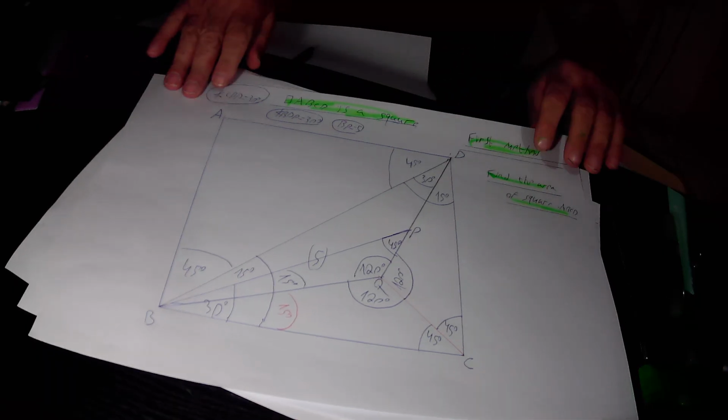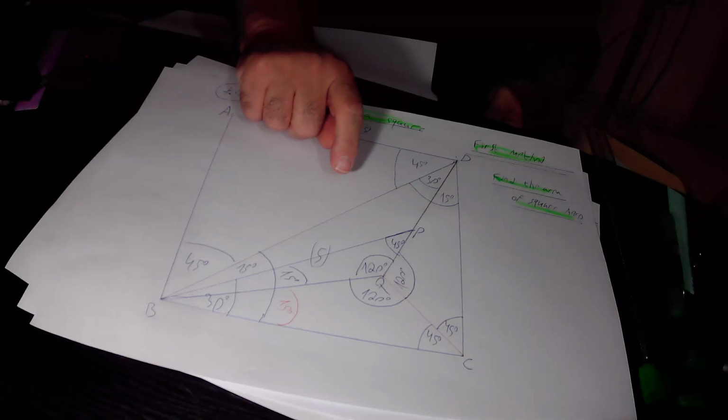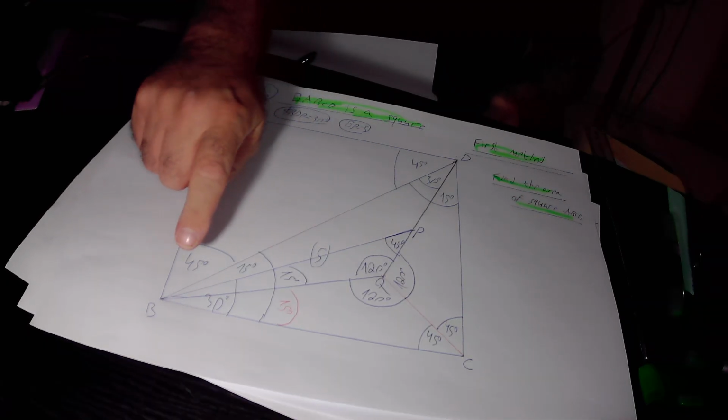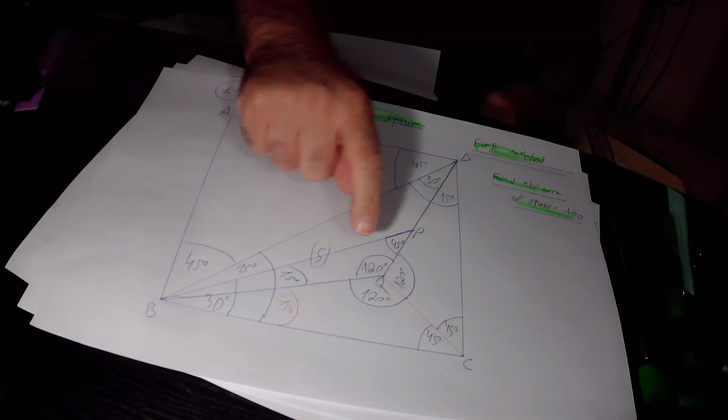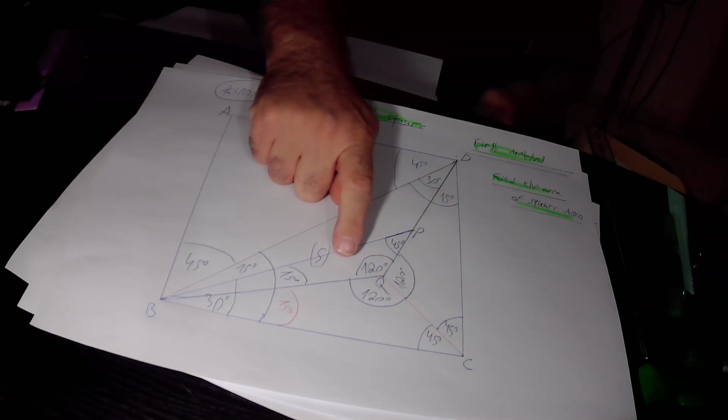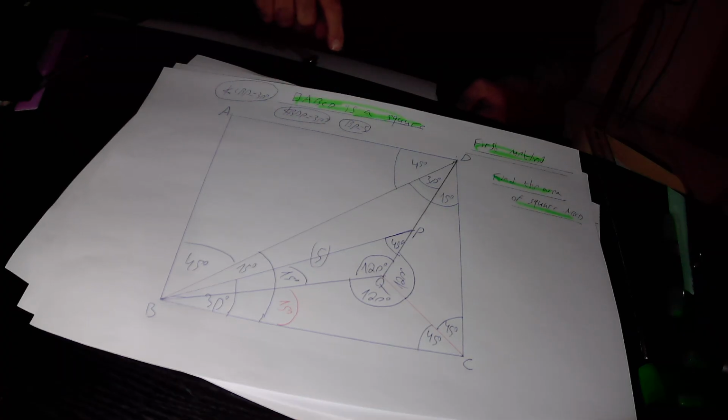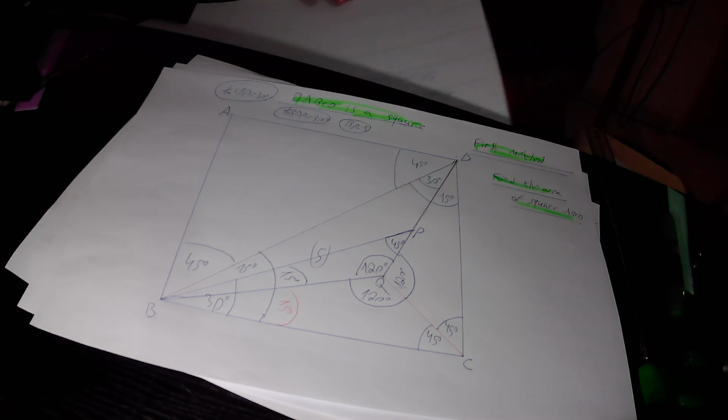In addition, this is side QB. Side QB belongs to triangle BQP, and side QB definitely belongs to triangle BQC. So side QB is a common side that belongs to both triangles. So you can write down that QB equals itself. It's a common side that belongs to both triangles.